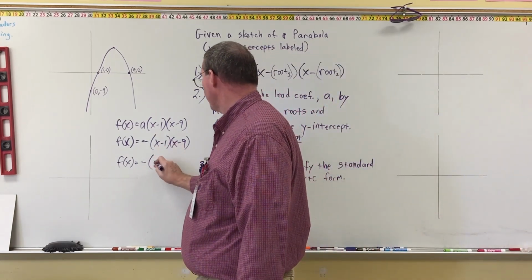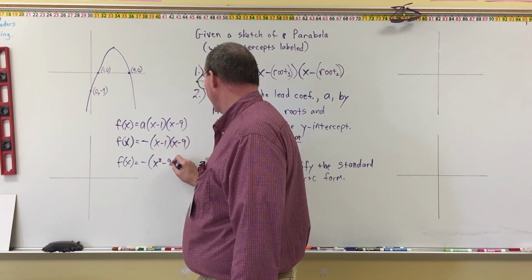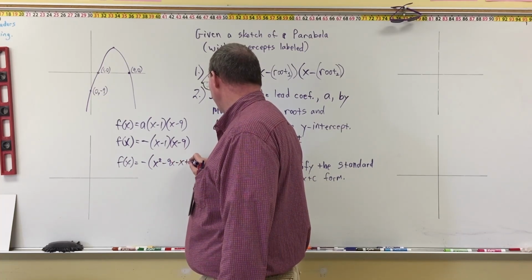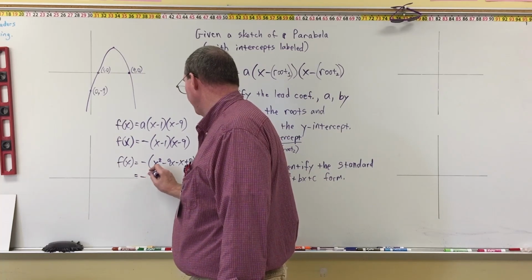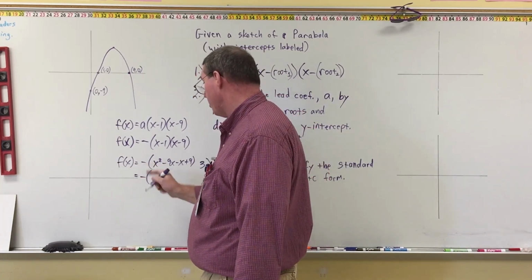X times x is x squared. X times -9 is -9x. -1 times x is -x. -1 times -9 is +9. Okay? And so what that is actually negative. Now, we're not going to do this negative until just a minute. So we're going to distribute that also.